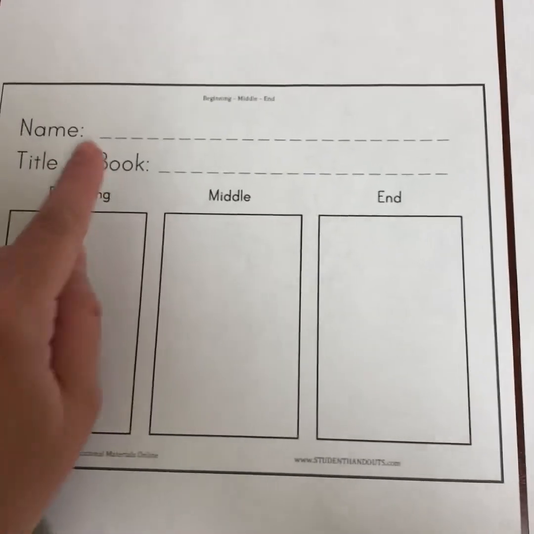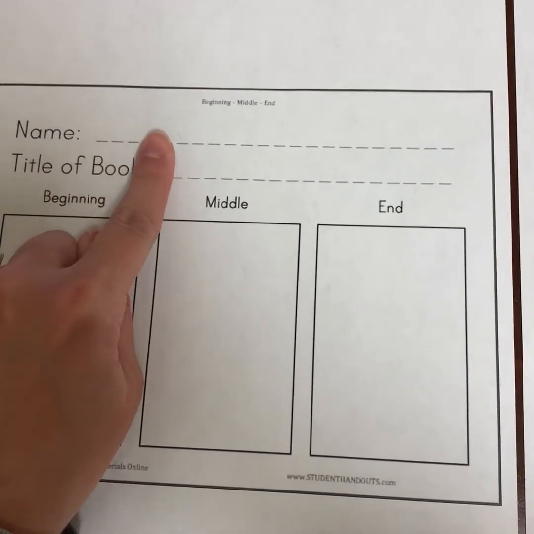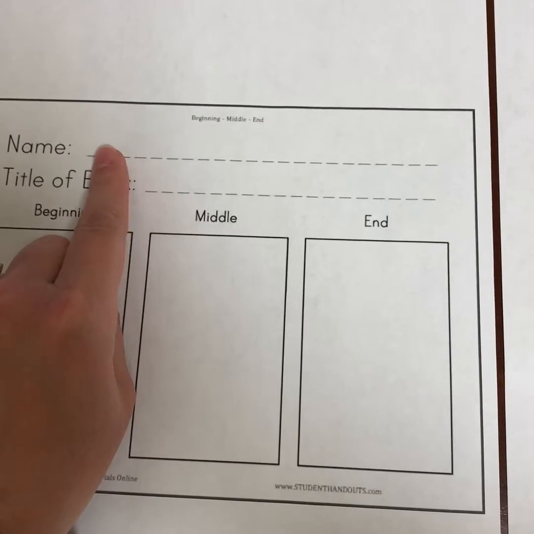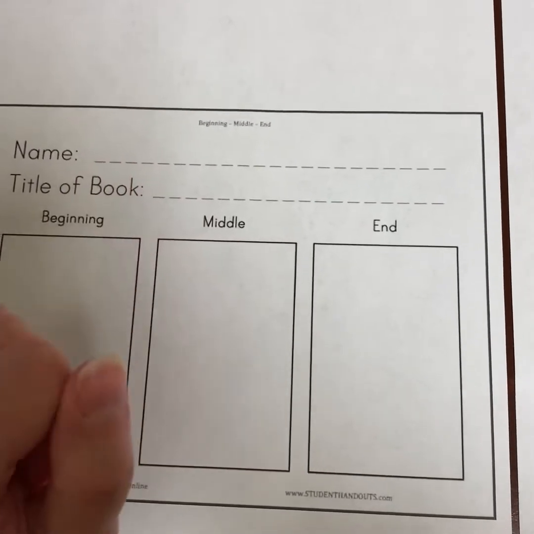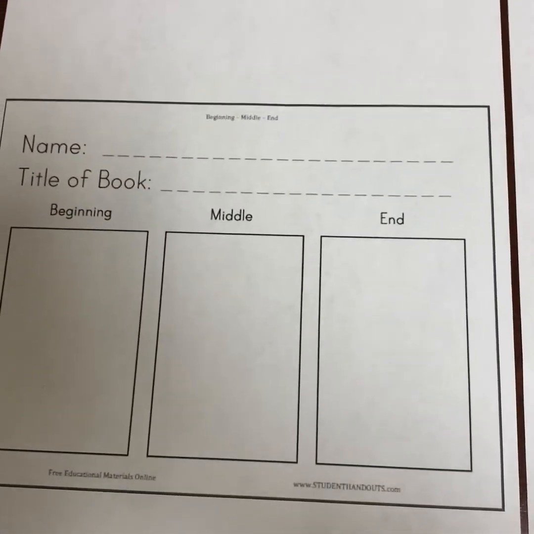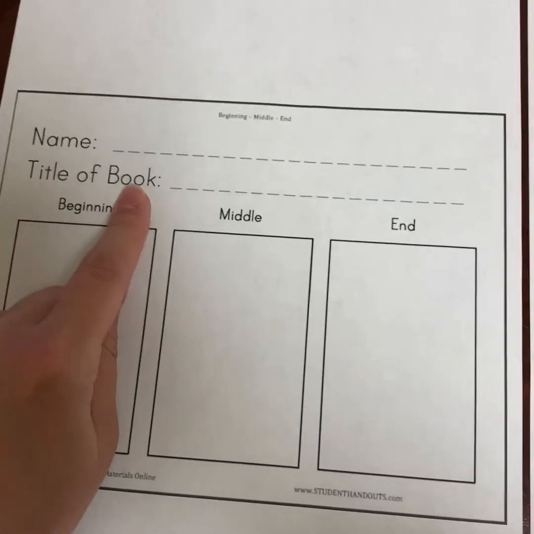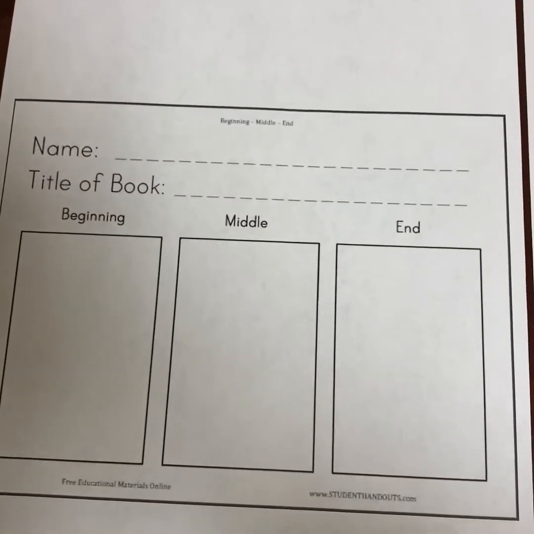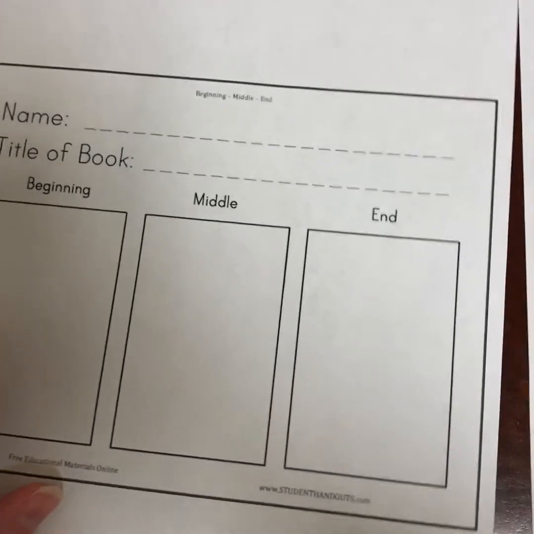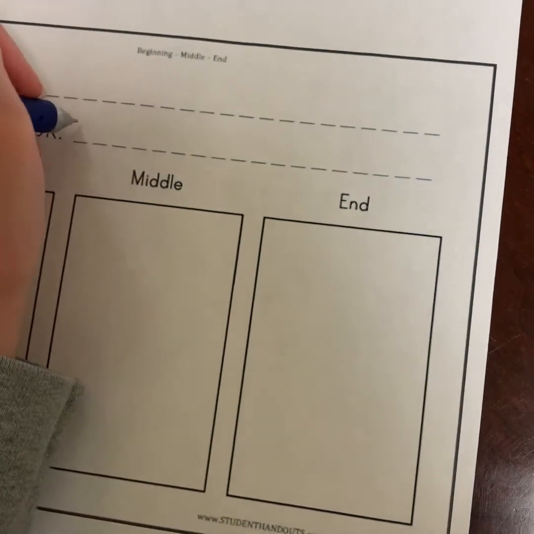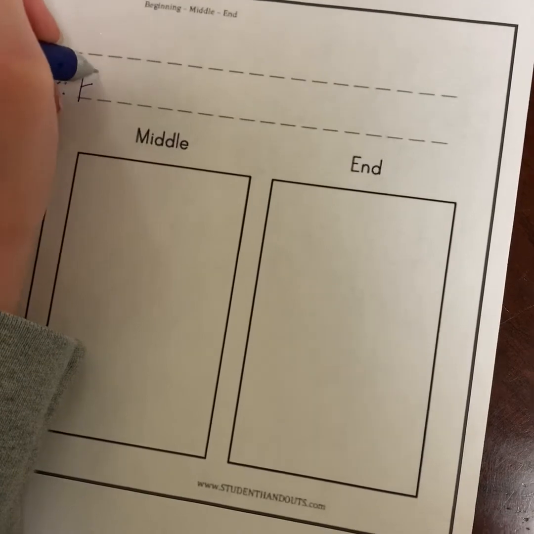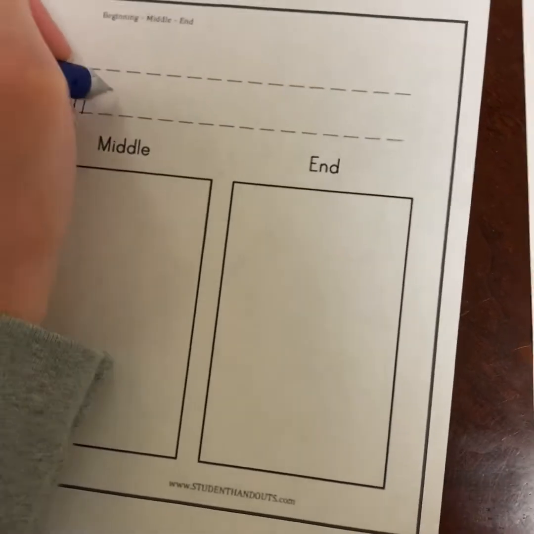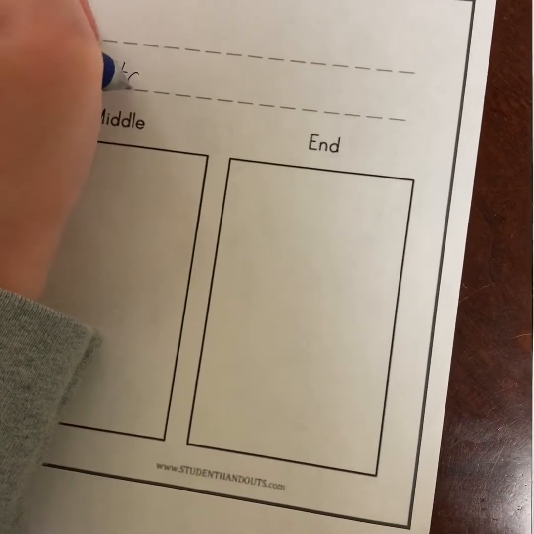So of course we know our name. The first thing we do is always the same. We pick up our pencil and write our name. And remember, first and last, please. And then we're going to write the title of our book. What is the title of the book that we're reading this week? It is Flat Stanley. So I'm going to write Flat Stanley.